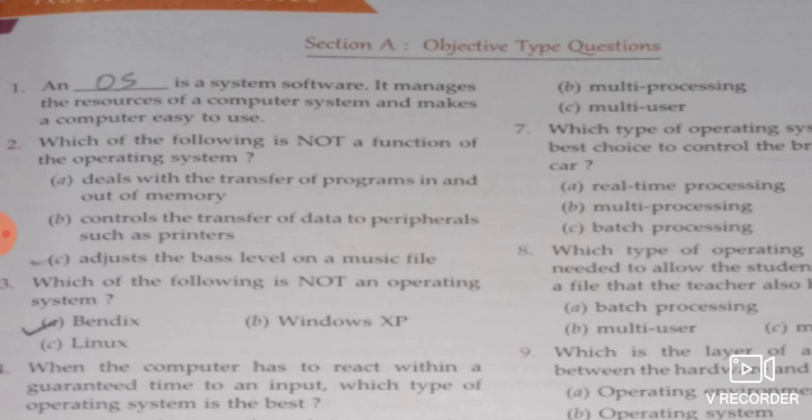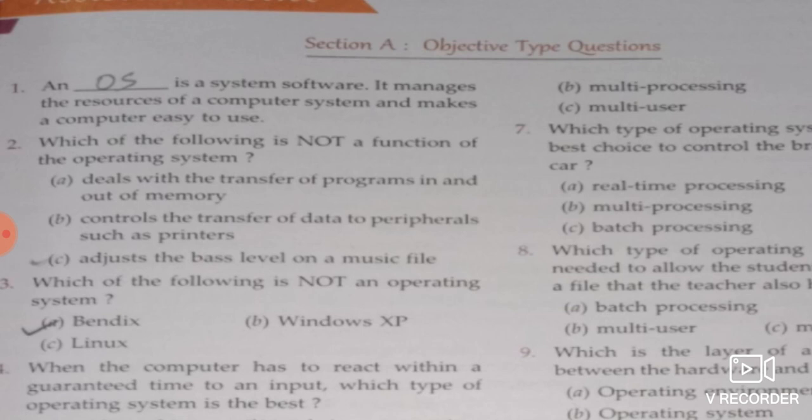Second, which of the following is not a function of an operating system? Deals with the transfer of programs into and out of memory; controls the transfer of data to peripherals such as a printer; adjusts the bass level of a music file. So adjusting the bass level of a music file is not a function of the operating system. These two are the functions of the operating system, this one is not. Adjusting the level of a music file is a function of that particular music system only.